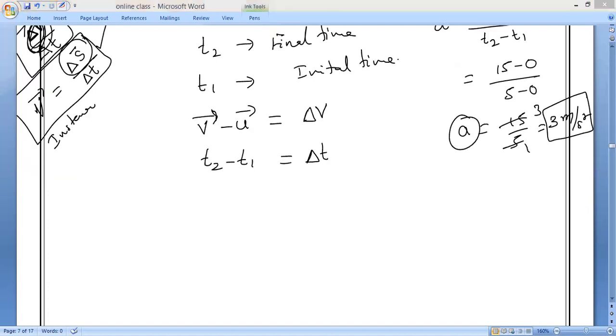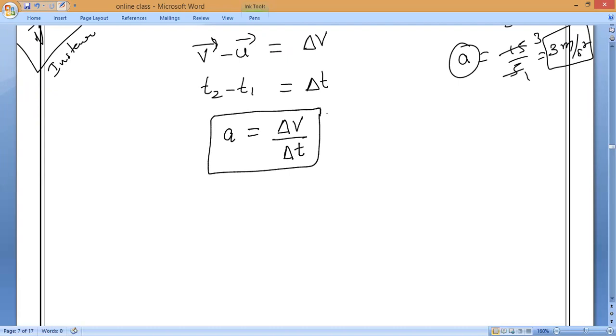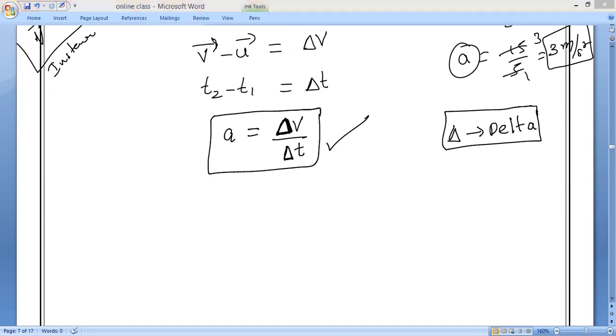So what is the formula that will come, guys? Simply, how can I write acceleration? Acceleration a is equal to delta V divided by delta T. Is it yes or no? That's all. This is the acceleration formula, and this is what you have to remember. Delta always indicates change. This symbol is called delta. So delta V means change in velocity, and delta T means change in time period. That's all. This is what we call acceleration.